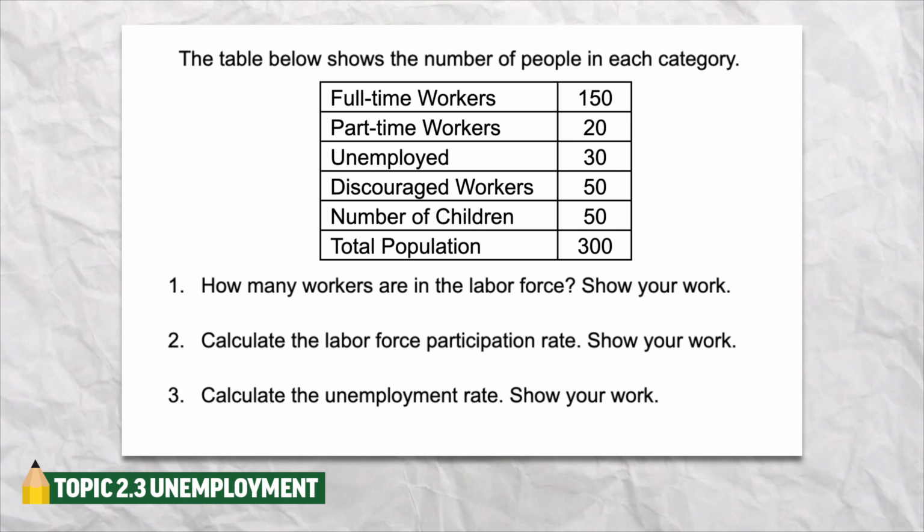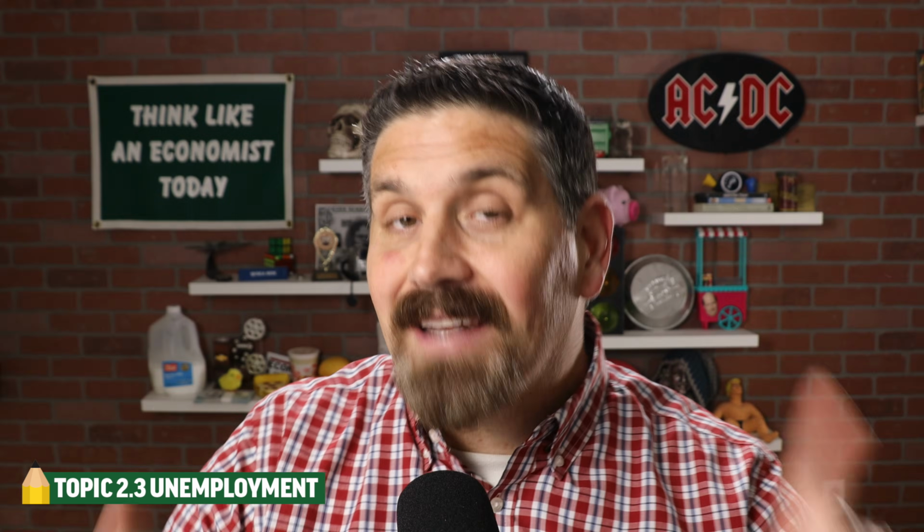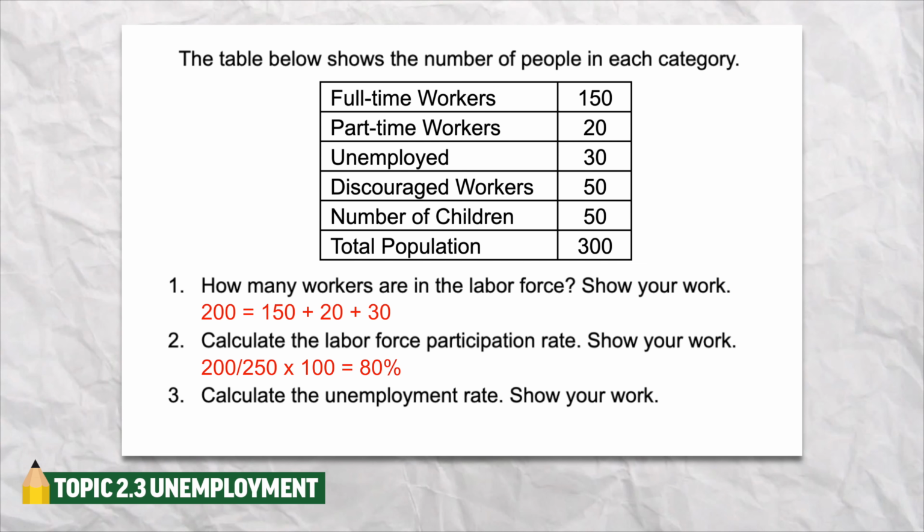The labor force includes people with jobs, both full-time and part-time workers, and people that are unemployed. It doesn't include discouraged workers or kids, so the labor force is 200 people. The labor force participation rate is the number of people in the labor force, which is 200, divided by the working age population, not the total population. So it's 200 divided by 250 times 100, so 80%. So 80% of the people who are eligible to work are either working or looking for a job.